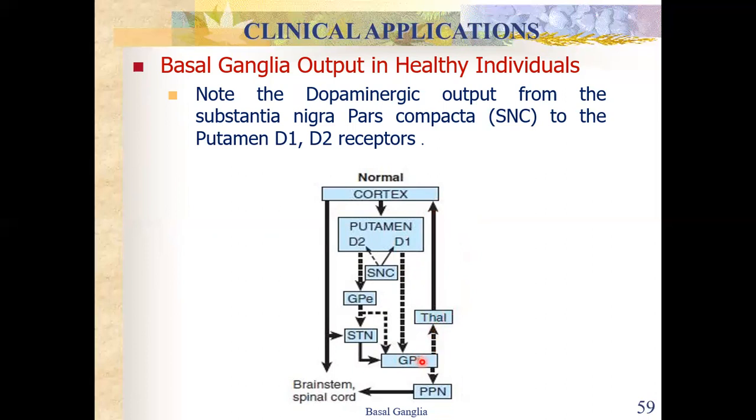The globus pallidus internal segment also projects to the PPN, which has direct connections with the brainstem motor nuclei and the spinal cord. So this is the circuitry in healthy individuals: the substantia nigra pars compacta dopaminergic pathways, the GABAergic neurons of the putamen, and the globus pallidus, both external and internal. The solid lines show excitatory pathways, the dashed lines show inhibitory pathways. This is what happens in the circuitry within the striatum, the substantia nigra, and the globus pallidus in healthy individuals.